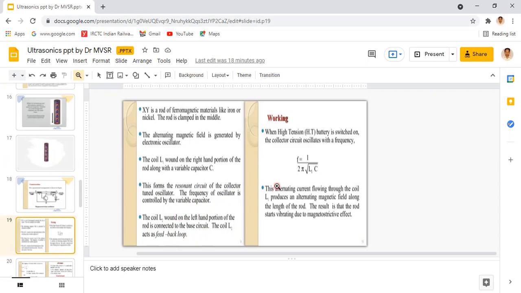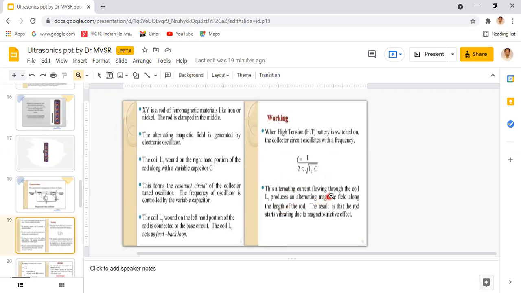Coming to the working of this magnetostriction method: when the high tension batteries are switched on, the collector circuit oscillates with the frequency f is equal to 1 by 2 pi into square root of L1C. Of course, L1 is the inductance of the inductor.